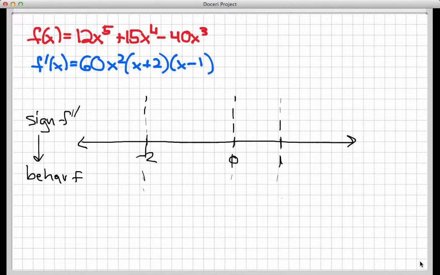If f prime is positive, it means that f is increasing. If f prime is negative, it means f is decreasing. So really all I need to know is the sign of f prime on these four intervals here. Now f prime is right here, as you see. Now let's go through each of these four intervals one by one and just think about what f prime's sign must be on those intervals.